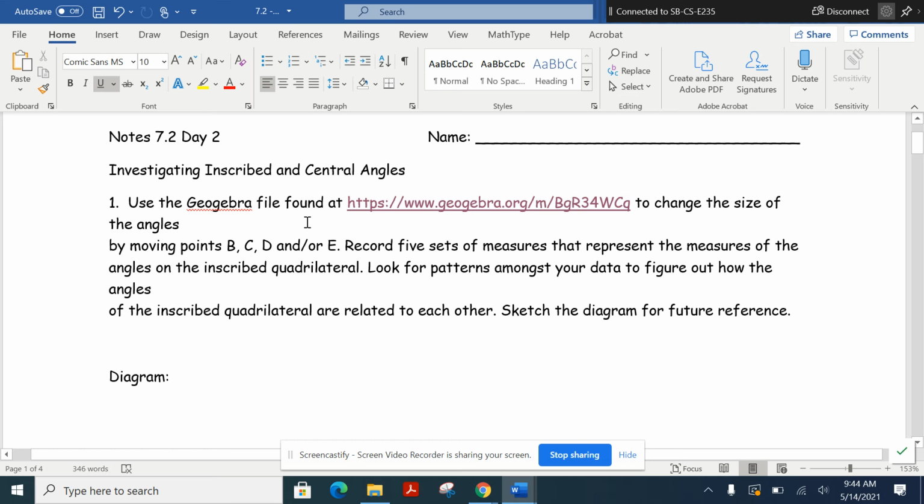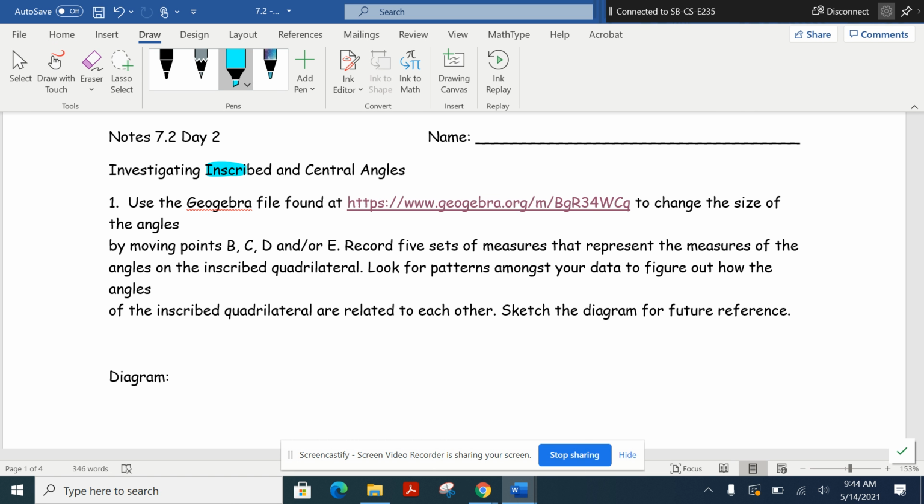Right, so it says 7.2 day 2, investigating inscribed and central angles. So kind of what Cam was just saying, these are our two big angles, but there's a lot of vocab that goes with them. We have an inscribed angle. Those are the angles that are on the circle. And then the central angles are the angles that are formed by the center of the circle.